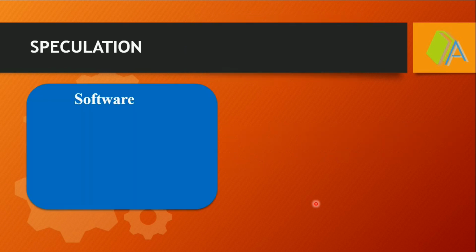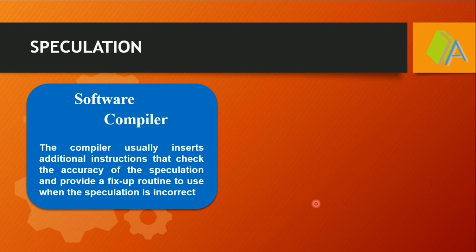Speculation is done by means of two methods. One is software speculation. Software speculation is done by the compiler. Here the compiler usually inserts some additional instructions. These instructions keep track of whether the speculation is going in a correct way or not. The accuracy of the speculation is checked by these additional instructions so that no hazards occur.